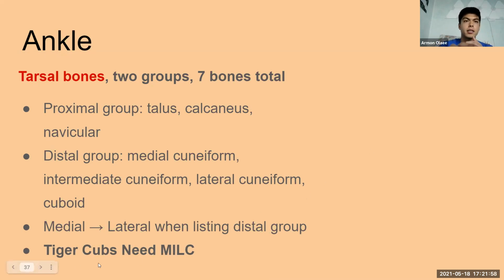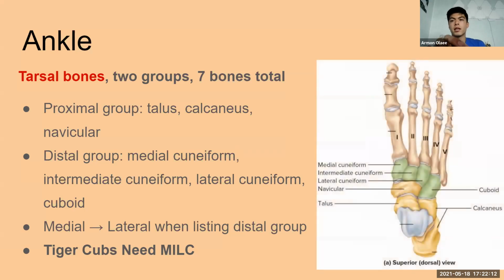So it would be talus, calcaneus, navicular. Always remember it in that order. The order is very important. And then, milk with a C, it has medial, intermediate, lateral cuneiform. And then the last one is cuboid. So as we can see here in this image, your talus is the first bone of your proximal group.